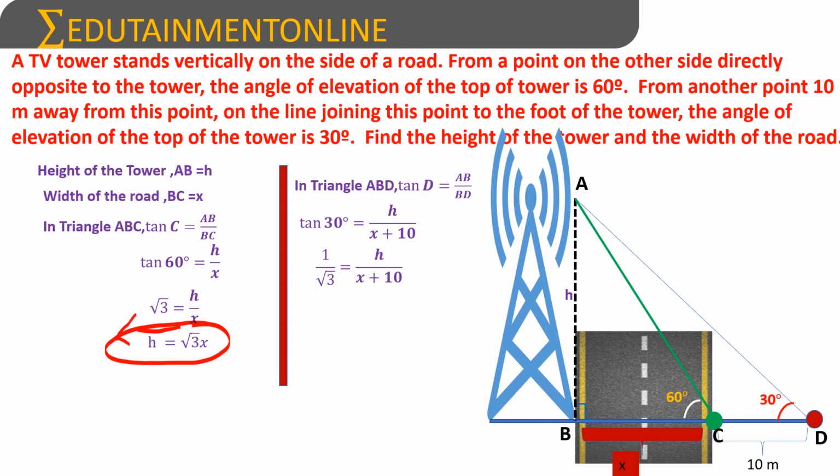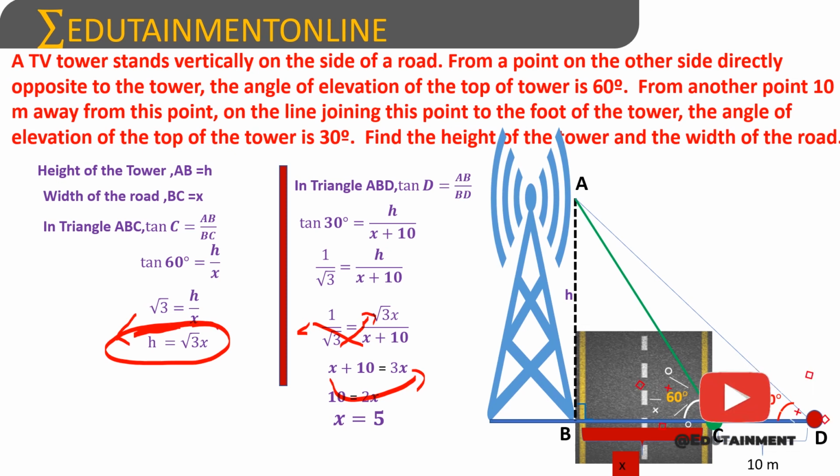Now in place of h we can write root 3 x. We replace this h with root 3 x. Now cross multiplying, root 3 into root 3 will be 3x and 1 into x plus 10 is x plus 10. So 3x is equal to x plus 10. Now transpose this x to this side, so that will be 3x minus x, which is 2x, equal to 10, and x is equal to 10 divided by 2, which is 5. So the width of the road is 5 meters.